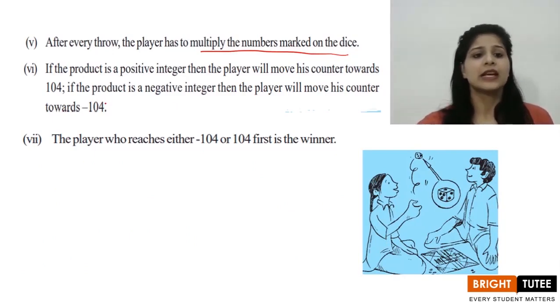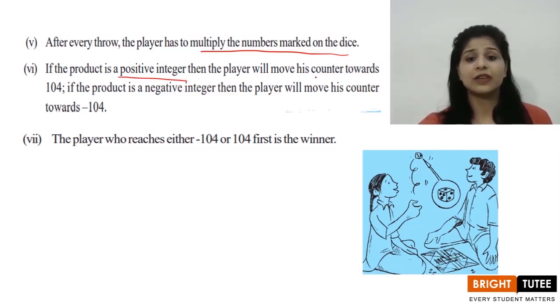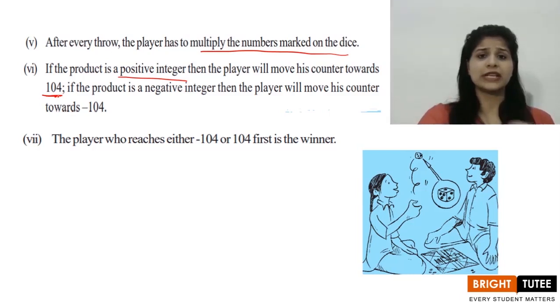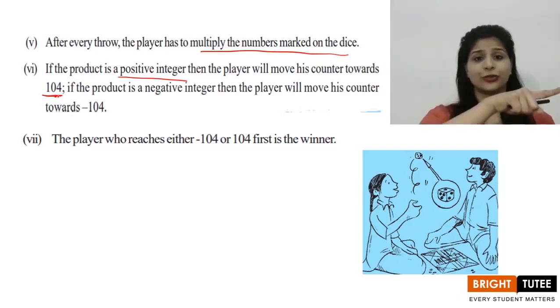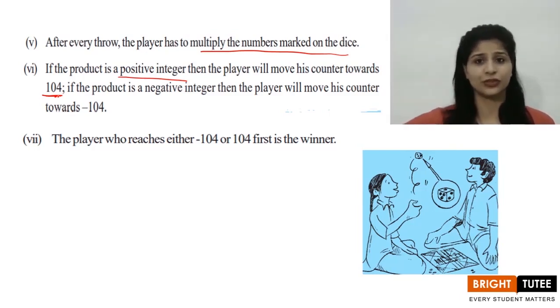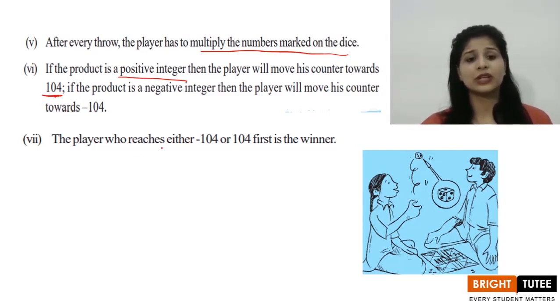If the product is a positive integer, then the player will move their counter towards 104. Whatever the product you get, that many steps towards 104 you will move. If you get a negative answer, then you have to move towards minus 104. The player who reaches either minus 104 or 104 first will be considered the winner.